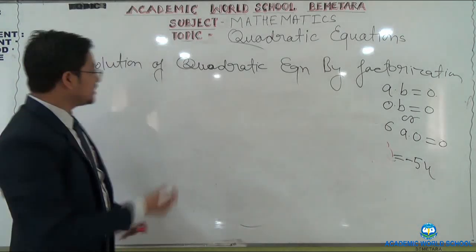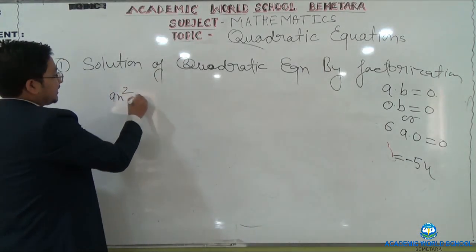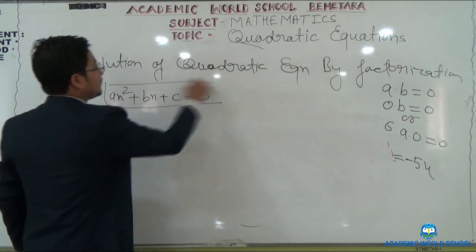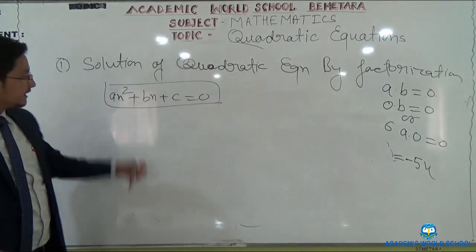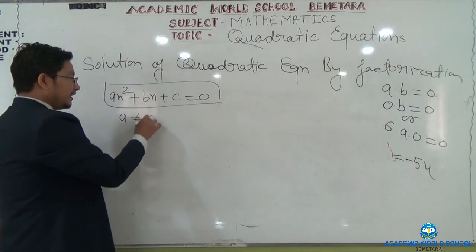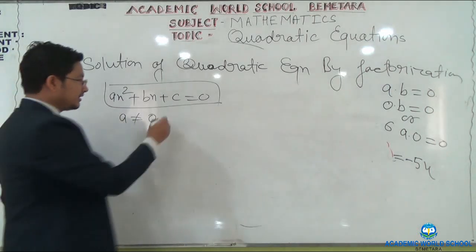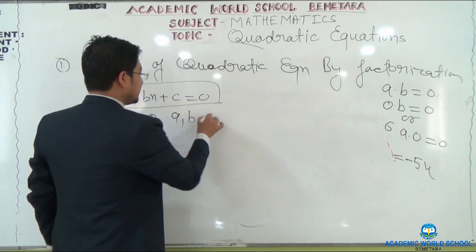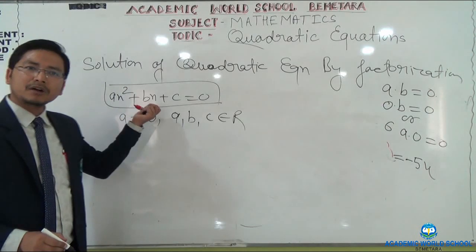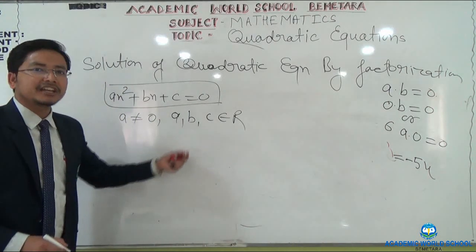What did we learn today? We learned that ax square plus bx plus c is equal to 0 is the standard form of a quadratic equation, where a must not be equal to 0, and a, b, c belong to real numbers. So this is the form of a standard quadratic equation.